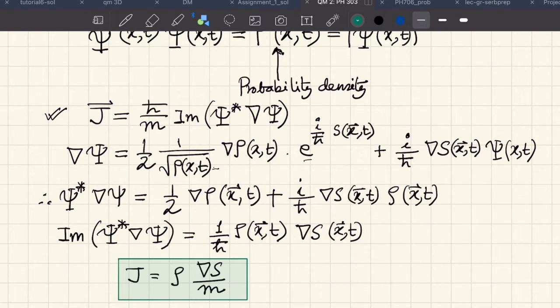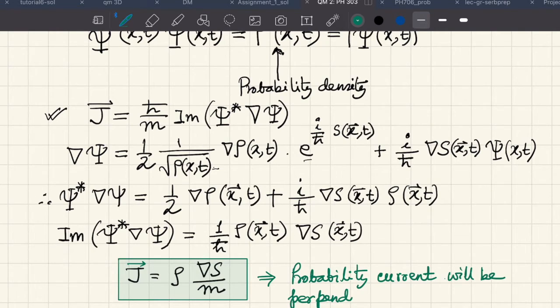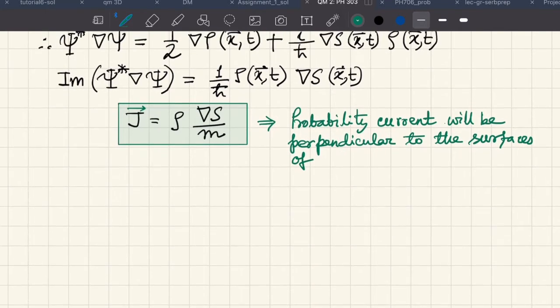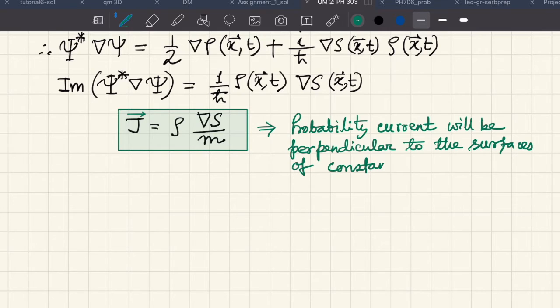This formula implies that the probability current J will be perpendicular to the surfaces of constant S.